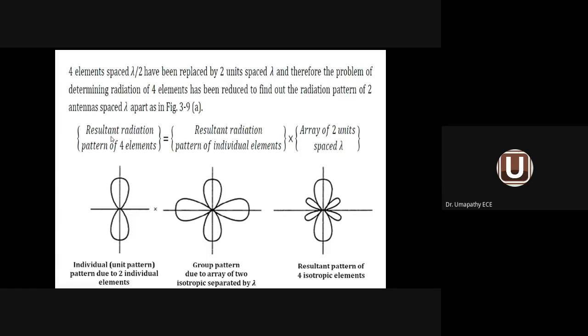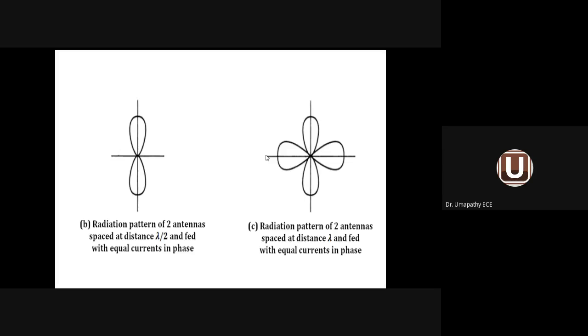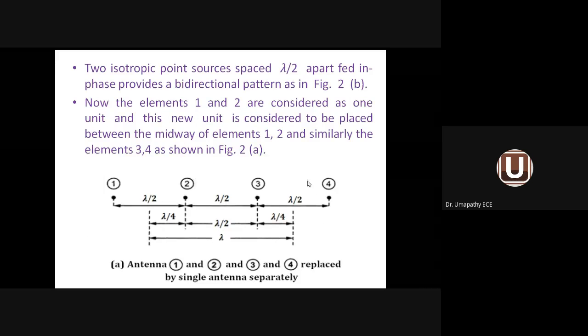That method we are not going to employ here. So what does this expression say? Resultant radiation pattern of individual element. Go to the 4 element. Where is our 4 element? This is the 4 element antenna.